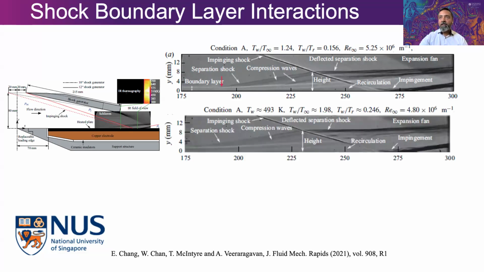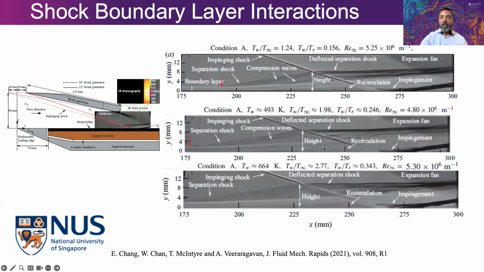Now, as you go to a hotter temperature, around 500 Kelvin in the next shot, we can see that the separation bubble has grown and become larger. And then as we go even hotter to 660 Kelvin, we're now out of the field of view. So this has real implications.